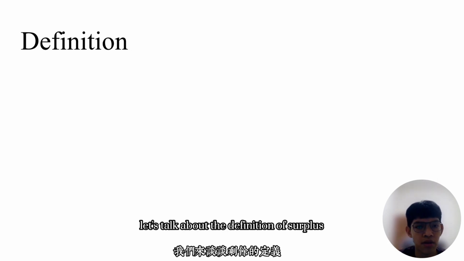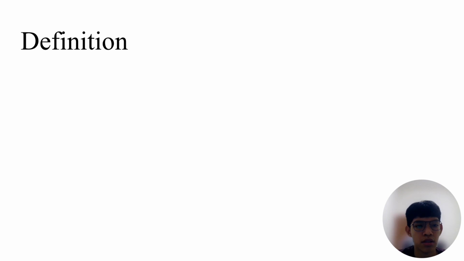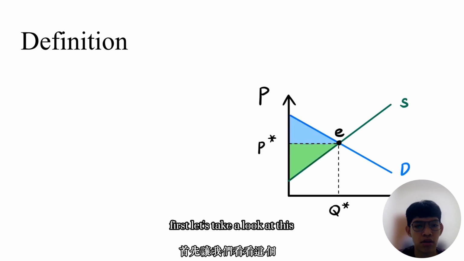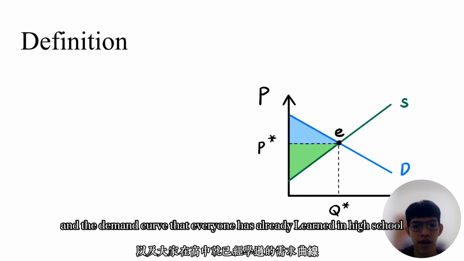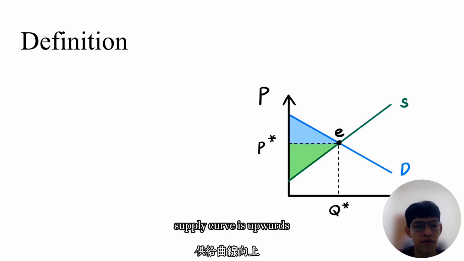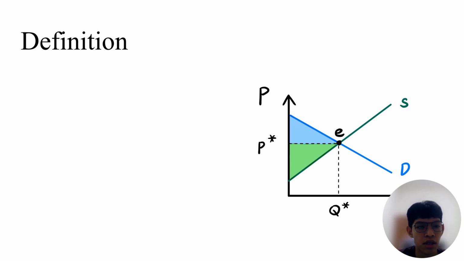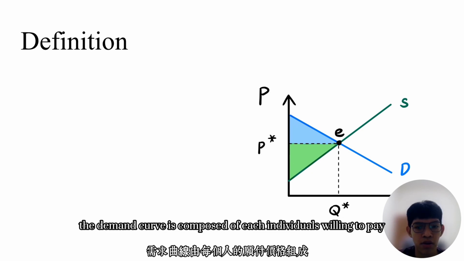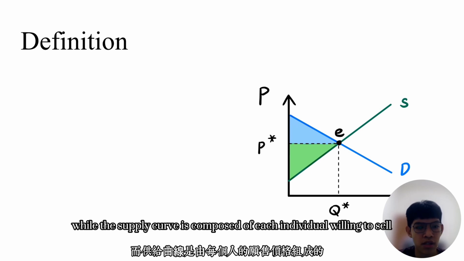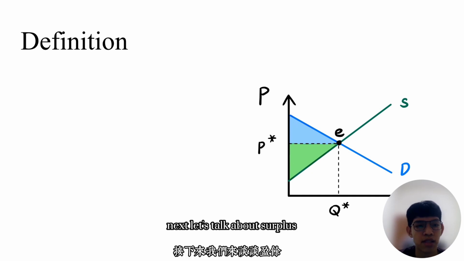Let's talk about the definition of surplus. First, let's take a look at this supply and demand curve that everyone has already learned in high school. Supply curve is upward sloping and demand curve is downward sloping. The demand curve is composed of each individual's willingness to pay, while the supply curve is composed of each individual's willingness to sell. Next, let's talk about surplus.